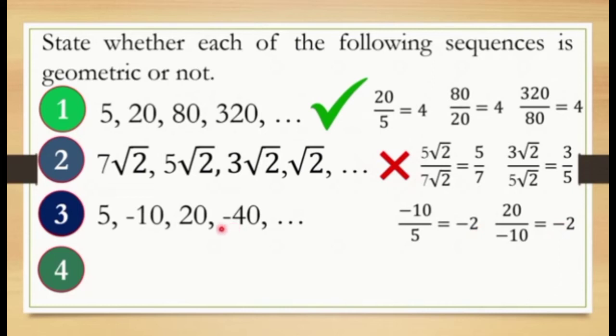And negative 40 divided by 20, the answer also is negative 2. So therefore, they have a common ratio. So our number 3 is a geometric sequence.